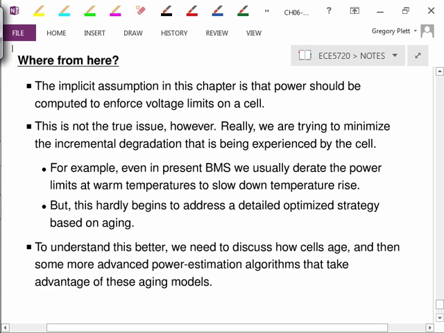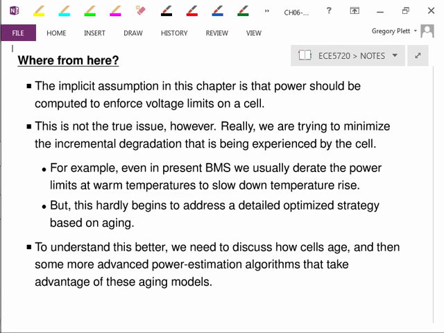So that brings us to the end of the chapter, and the assumption that we have made throughout this chapter is that power should be computed to enforce primarily voltage limits on a cell. The current limits are determined by the electronic design. The constant power limits, the Pmax and Pmin, are determined by other factors in the design. So the SOC limits may be determined just based on how good my estimator is and not wanting to exceed 100% SOC or going lower than 0% SOC or something else. So those limits are in the power limit calculation.